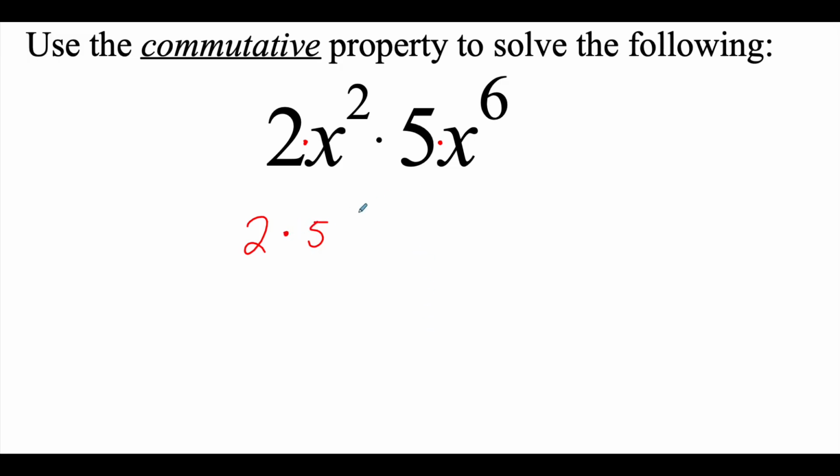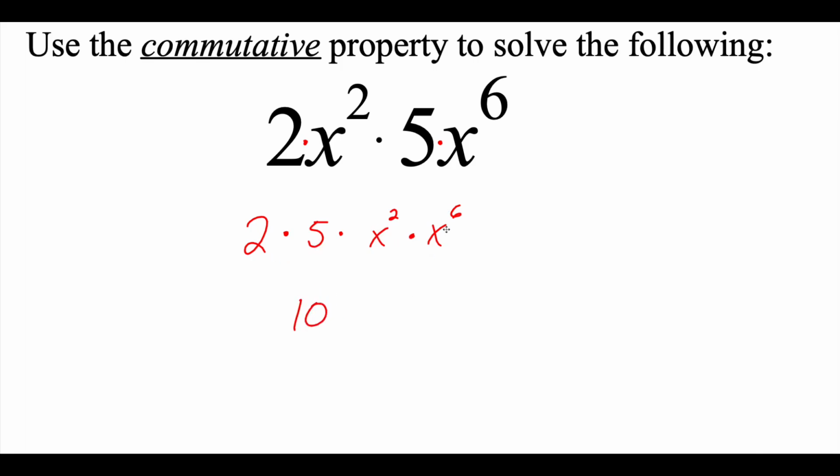And then I'm going to take those variables and keep those on the end. So we have x squared and x to the 6th. And again, we still have multiplication between all of those. Now we should be able to do this 2 times 5. 2 times 5 is going to give me 10.